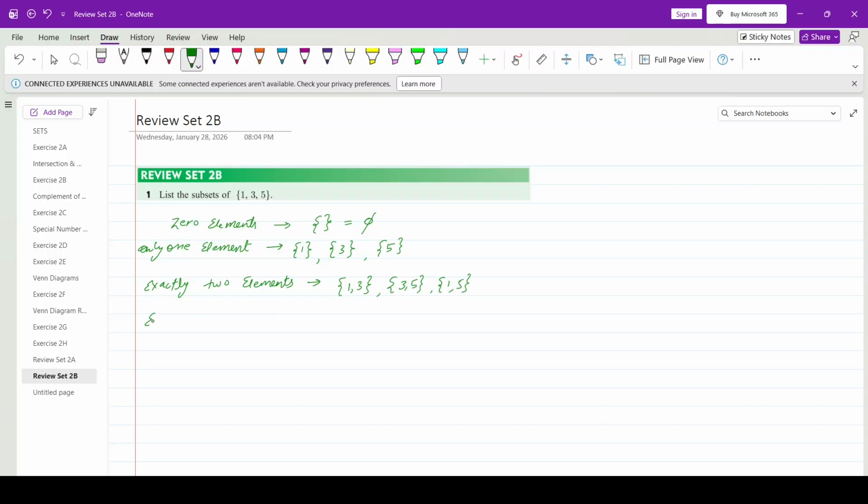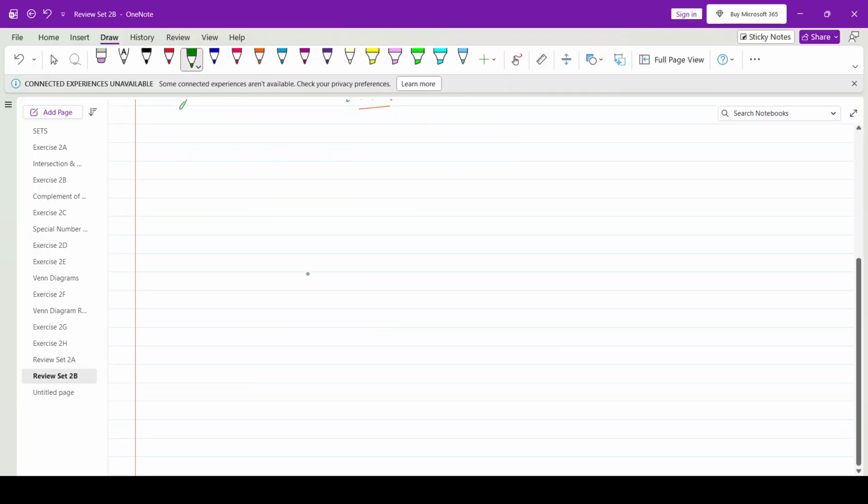Now we'll write all the subsets containing exactly 3 elements. That is going to be this set itself. And all these sets is what the question is asking. We have listed all the sets. Let's go to the next question.